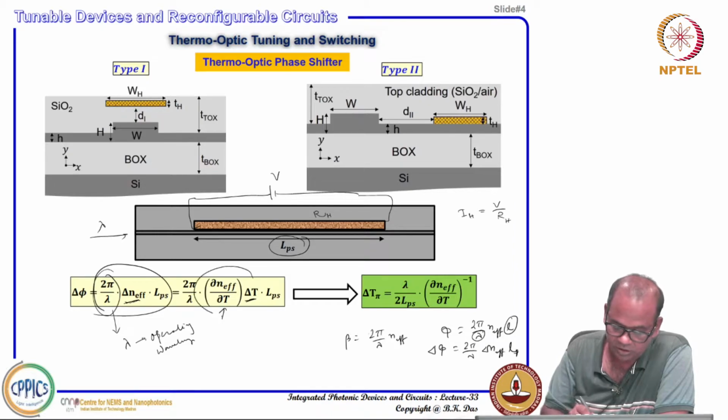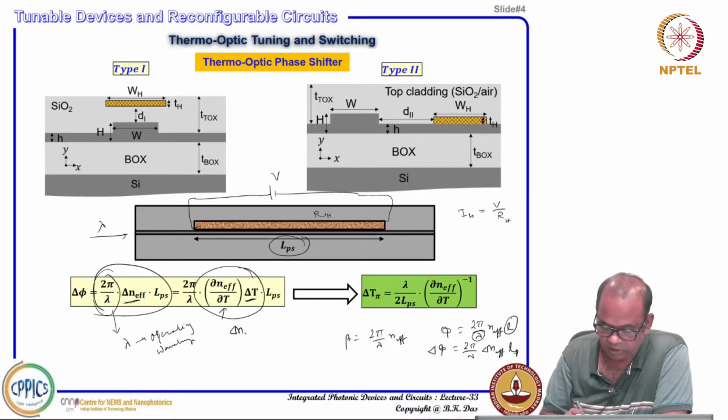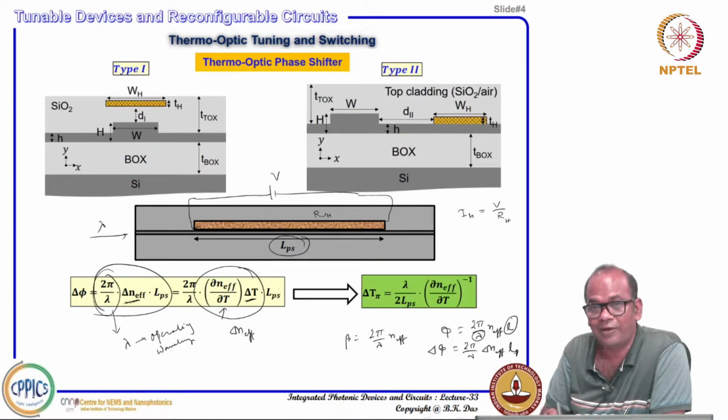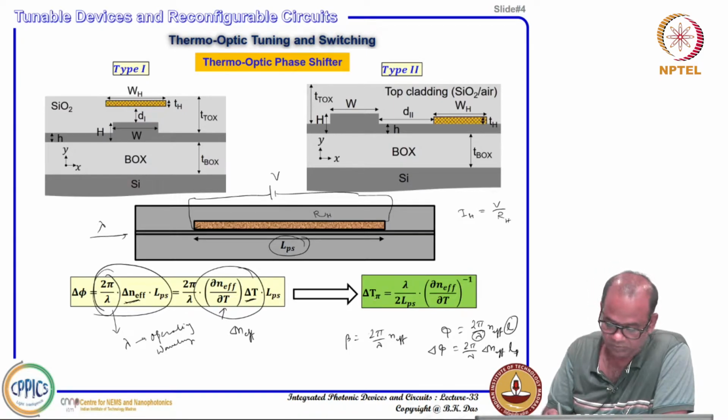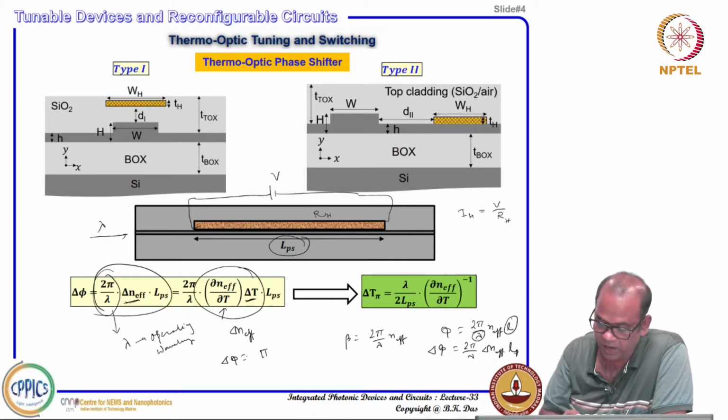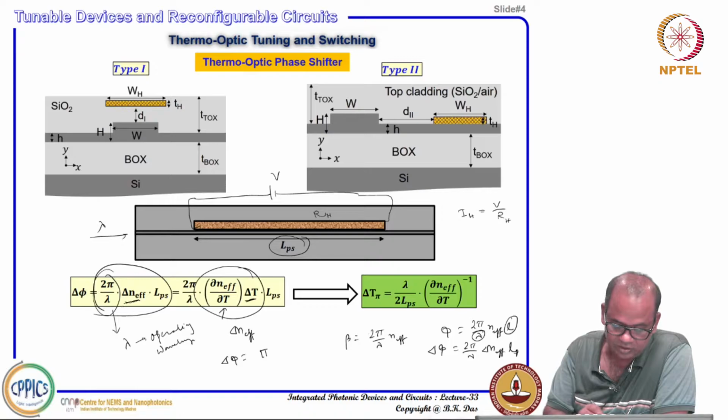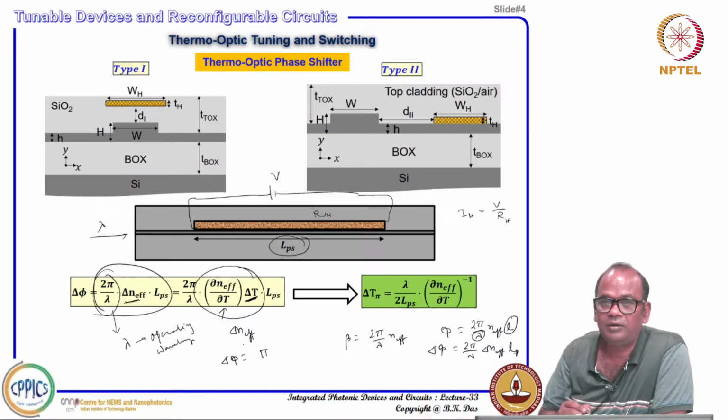So, this is your accounting as a delta N effective multiplied by LPS. Now, what you do? You are trying to get how much temperature rise is required to have a pi phase shift. So, if you are just putting delta phi equal to pi, then you can just calculate delta T pi. Whatever the temperature rise required, we call it delta T pi.